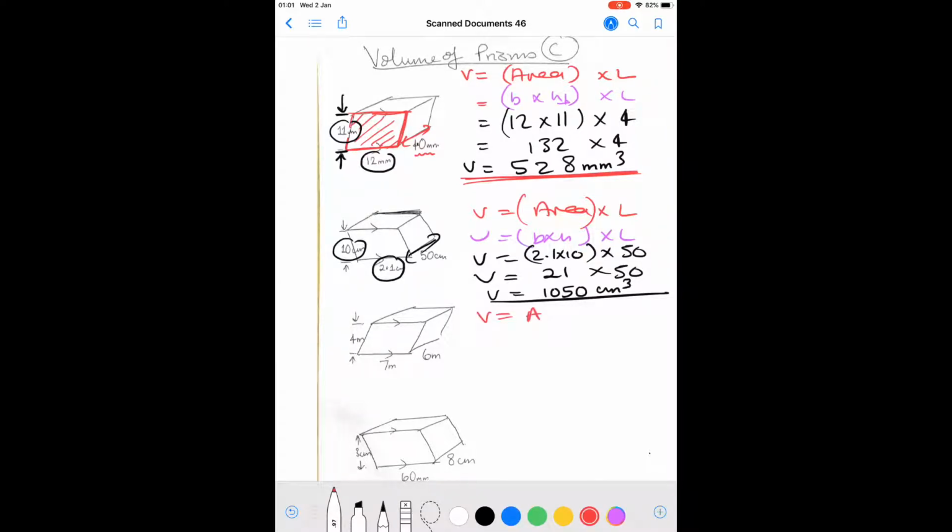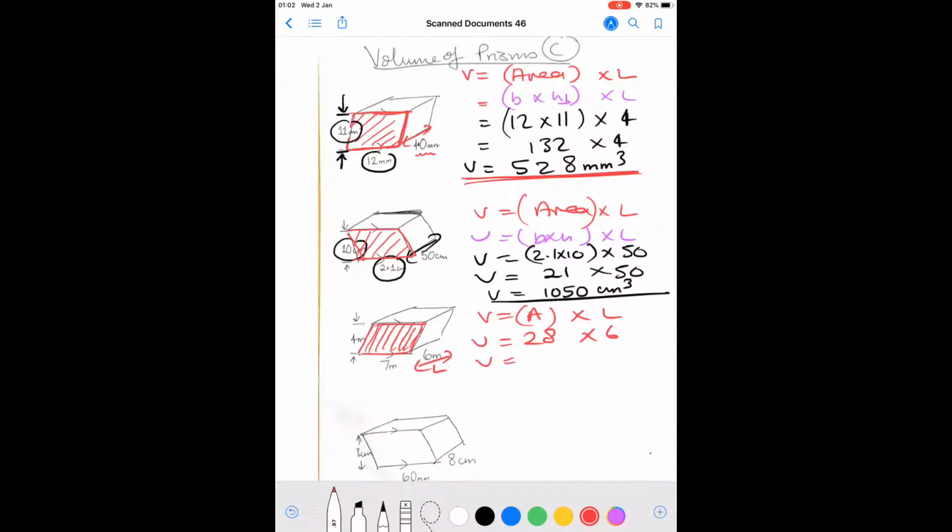Volume equals the area. So I mentioned area first. This is the area that we're talking about. The previous question. Let's look at this. Here's our area of the cross section, which is this face here. Is the area times the length, and our length is here. Area is 7 times 4, which is 28. Times that by the length, which is 6. So we have 28. We multiply that by 6, and that gives you 168 meters cubed, because everything started off in meters.